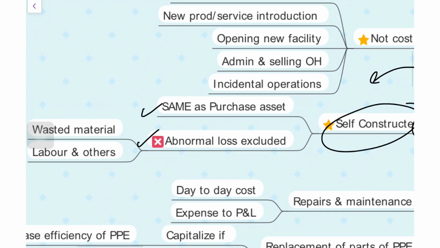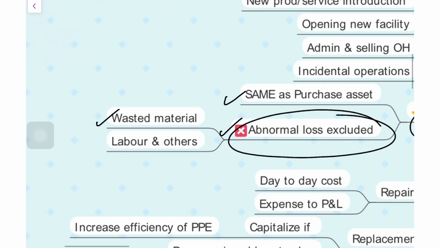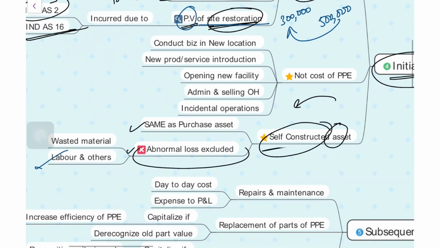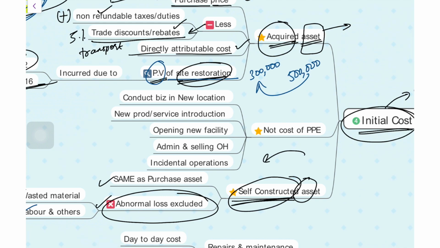But there is one thing that you have to remember here: abnormal loss will be excluded here. So in case when you were making this self-constructed asset, at that time if there was any wastage of material, or if there was any wastage of labor or anything else, then such cost shall be excluded here.